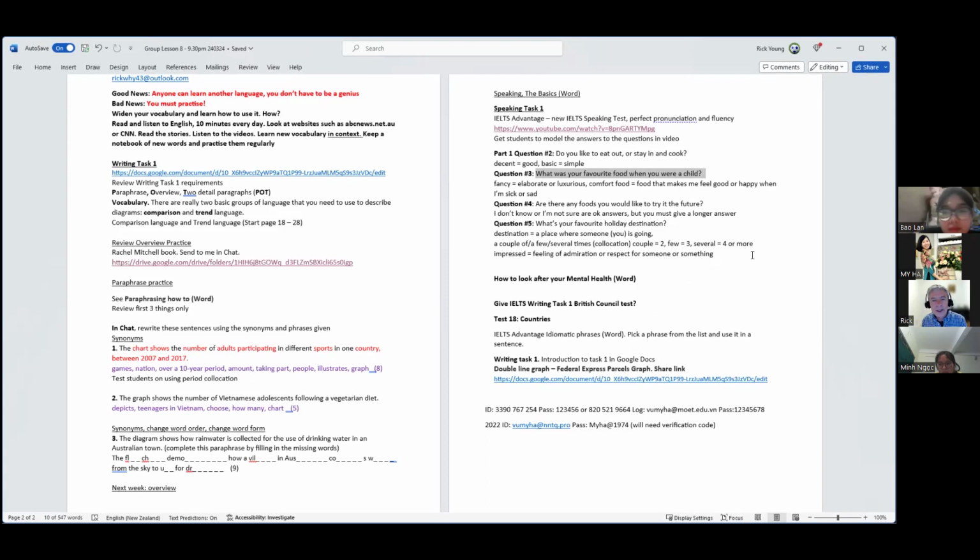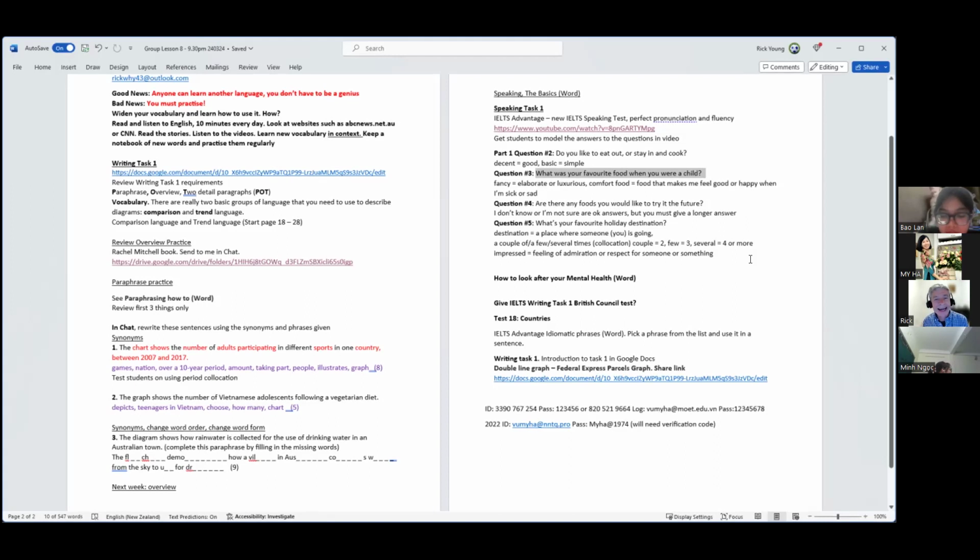Bao Lang, what was your favorite food when you were a child? I think my favorite food when I was a child is sausage with ketchup because I ate it every day and it tasted delicious too. Okay, good use of past tense, Bao Lang. Excellent. I ate it every day. Very good. You use past tense correctly.